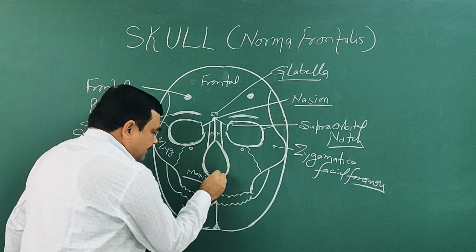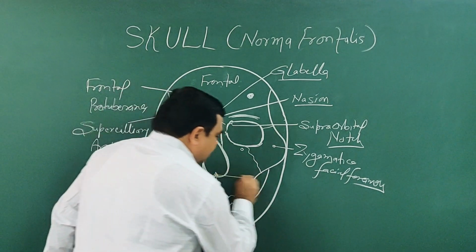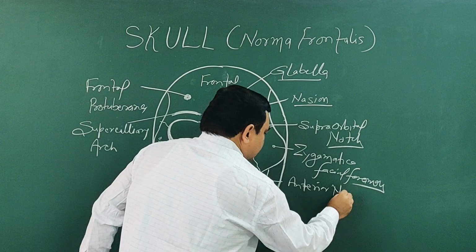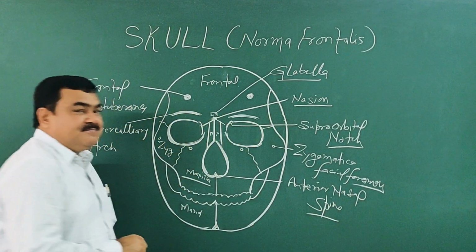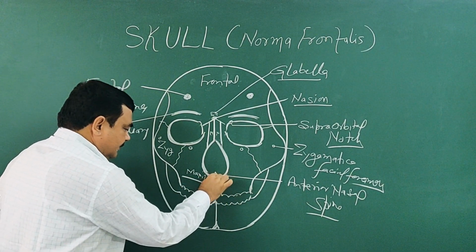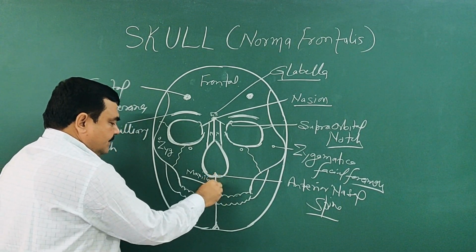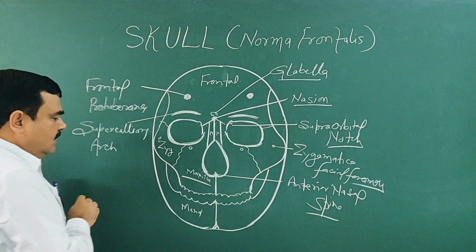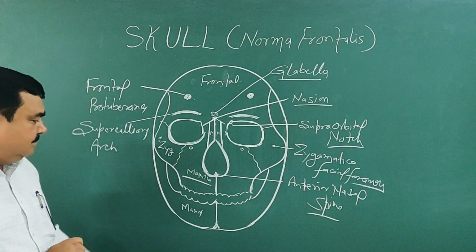Inferiorly in this aperture, the anterior nasal spine is present. This is a spine-like process, the anterior nasal spine. Here is the intermaxillary suture between the two maxillae. Here is the internasal suture, and below this is the mandible.